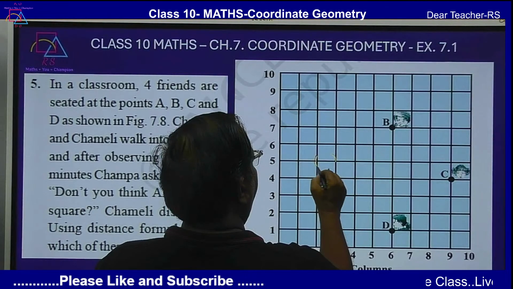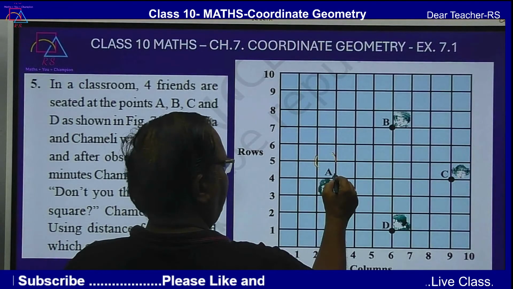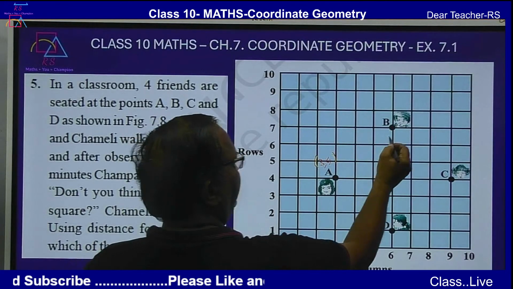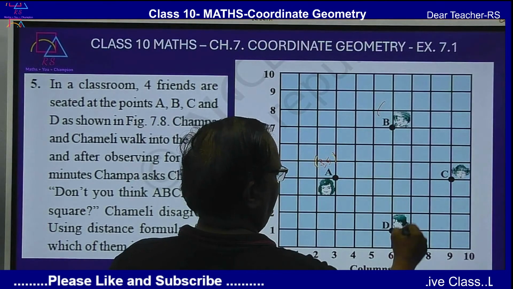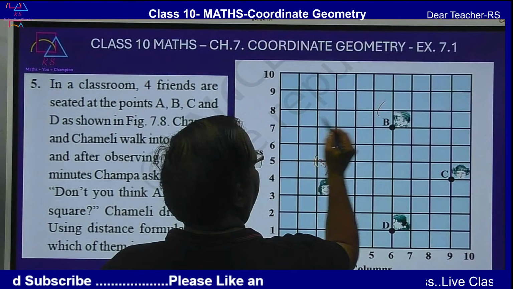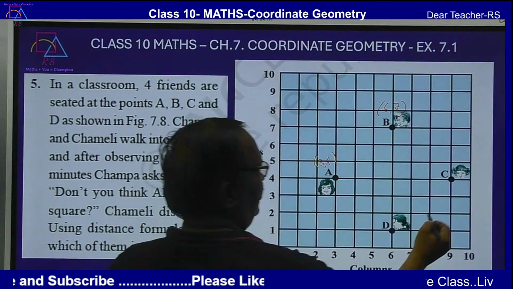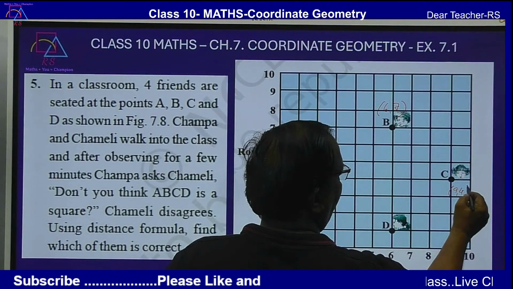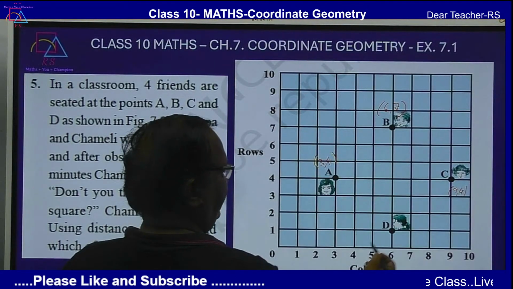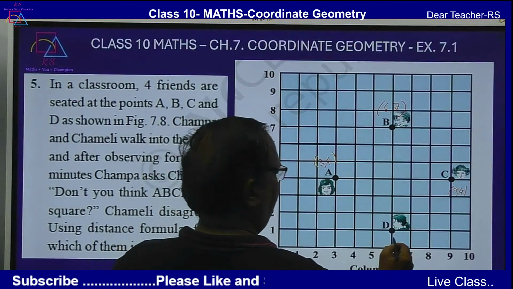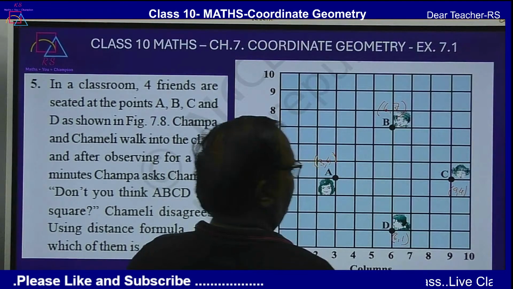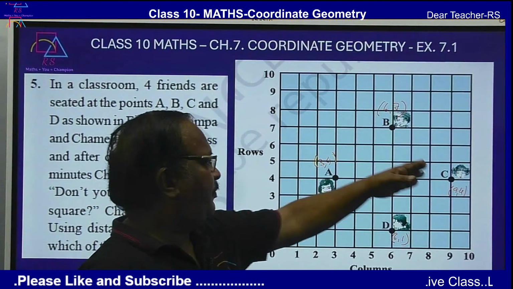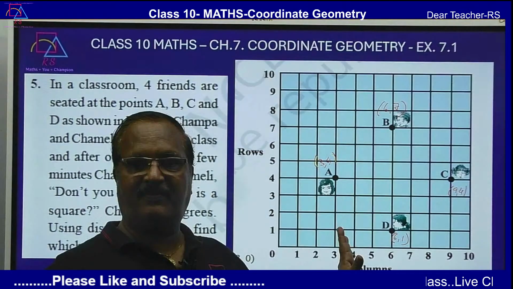So A is how much? This is 3 and this is 4. So A is 3, 4. And B is how much? 6 and 7. Okay. And C is how much? 9 and 4. And D is how much? 6 and 1. So all the 4 points have their location, coordinate pairs.